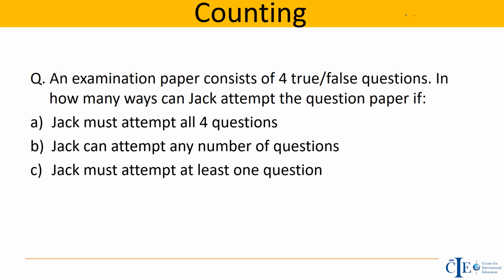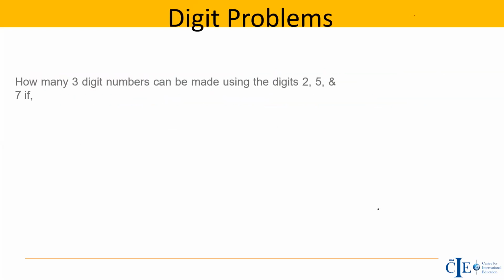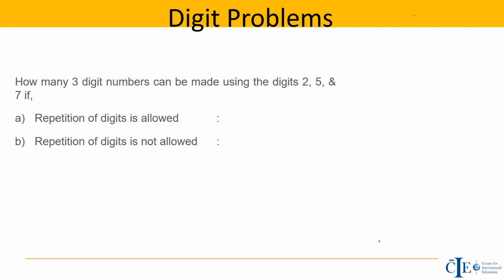Okay, sure, good. Let's now move on to the next one. Then you have the digit based questions. So 2 cases. One is repetition allowed, second is repetition not allowed. The only possible digits are 2, 5, and 7. So just check. Remember the standard time.